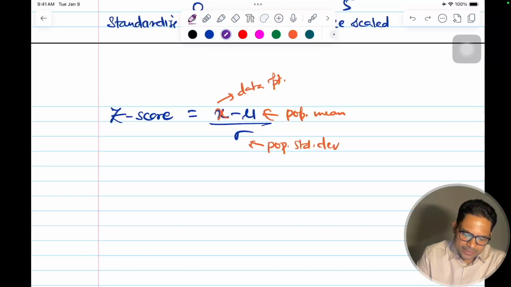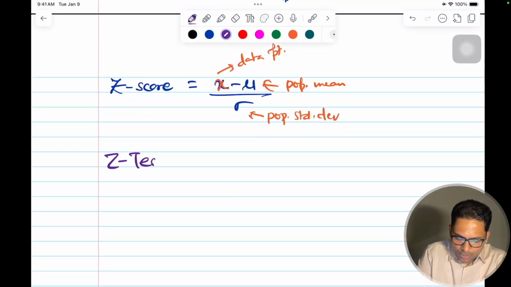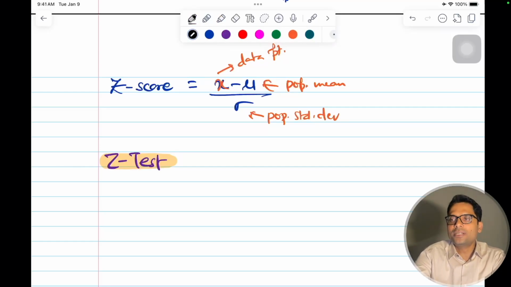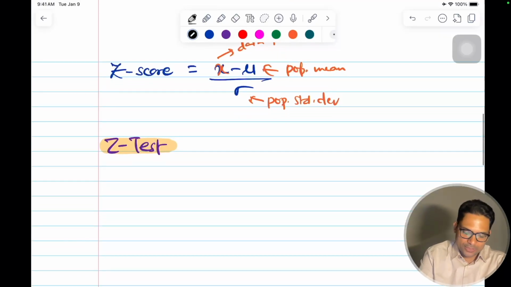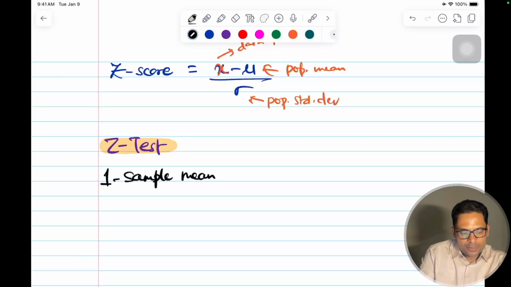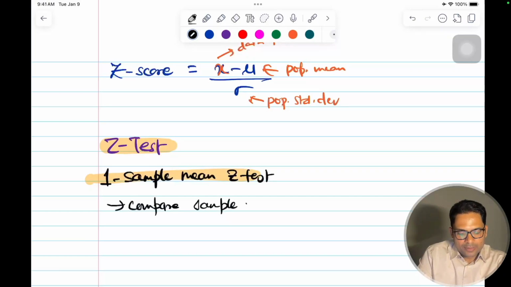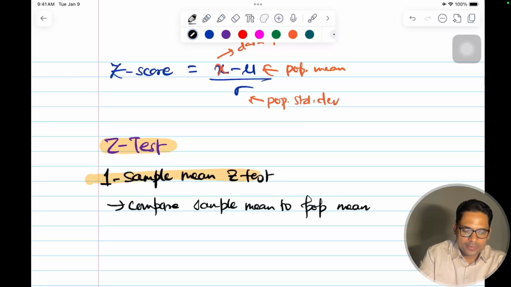So let's do the Z-test. It is just simple stuff. I'll talk about 2 Z-tests. The first is to test if a sample mean is significantly different from a known population mean. So this is your one sample Z-test. One sample mean is implicit. So this is all for comparing means only, to compare the sample mean to the population mean. The sample mean is your X bar and this is your mu.